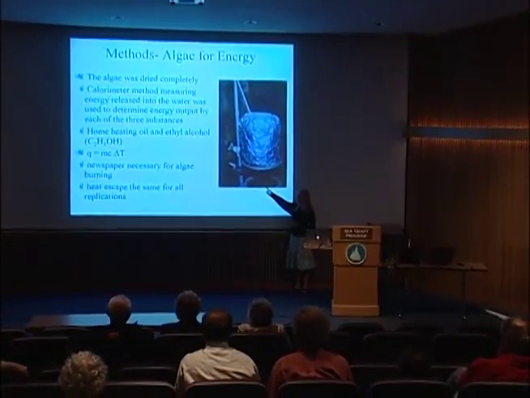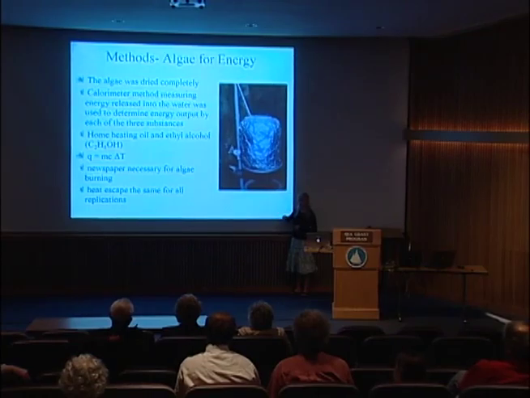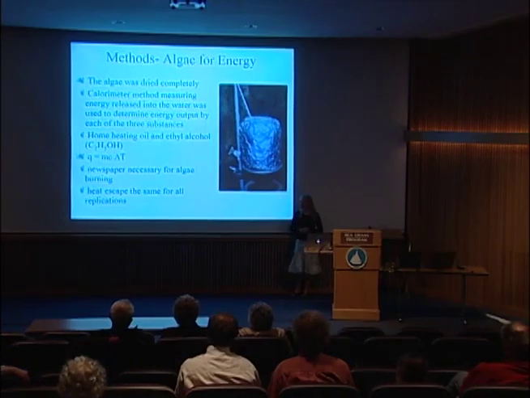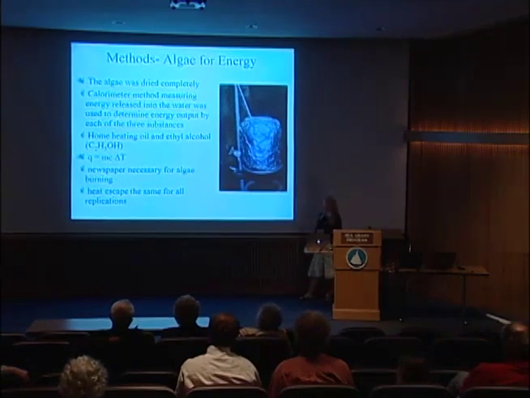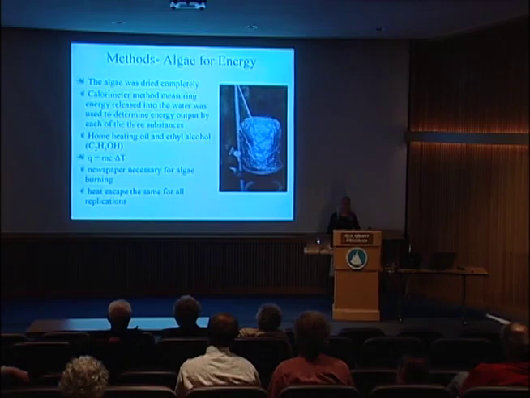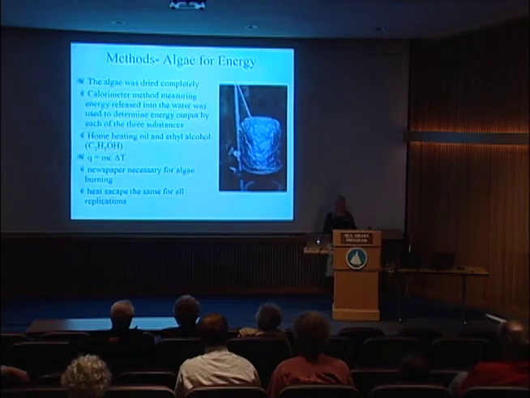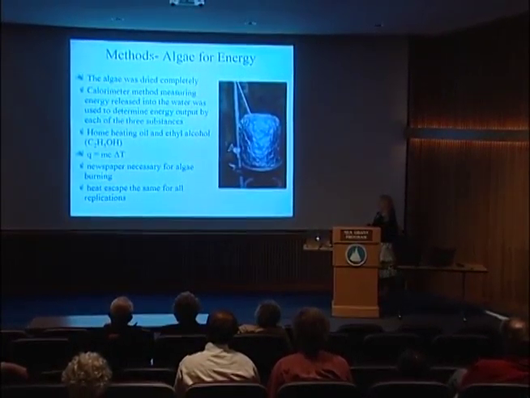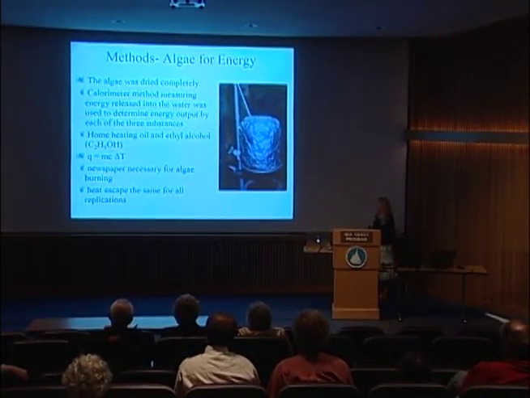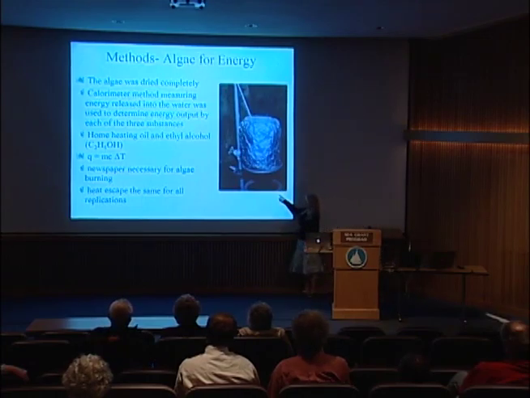Inside, there's water, and you know the mass of the water inside the calorimeter. As you can see, there's a ring stand here. The substance being burned, which was the algae, and I also did ethyl alcohol and home heating oil, goes underneath here, and the number of degrees that the water inside the calorimeter goes up is the delta T. What you're actually doing is calculating the heat gained by the water, because you're assuming you're not losing any energy, so the heat of the reaction is going to equal the heat of the products.